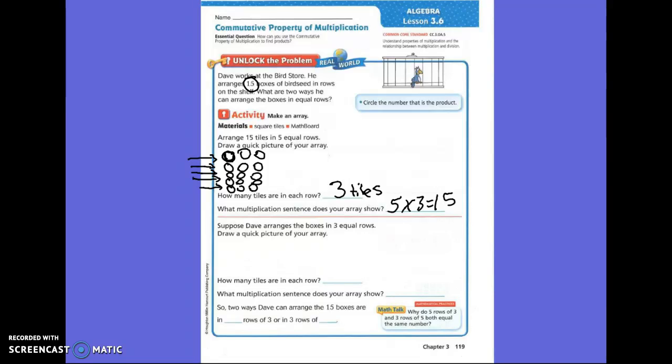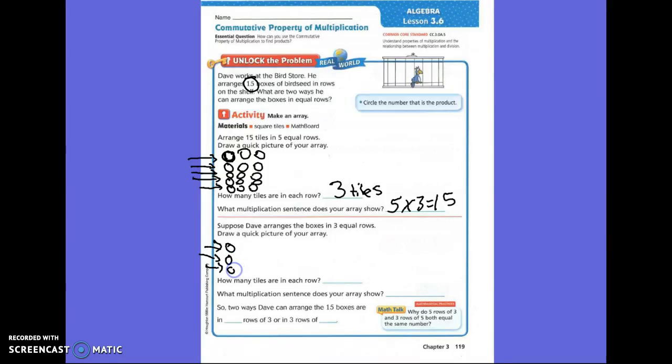Okay. All right, now, the next part, under the red line. Suppose Dave arranges the box in 3 rows. Draw a quick picture of that array. Okay, so instead of having 5 rows, we're going to have just 3. 1, 2, 3 rows. So let's start making our array with 15 circles, but in only 3 rows. I think you can do this on your own now, since I showed you how to do the other one. So go ahead and start.